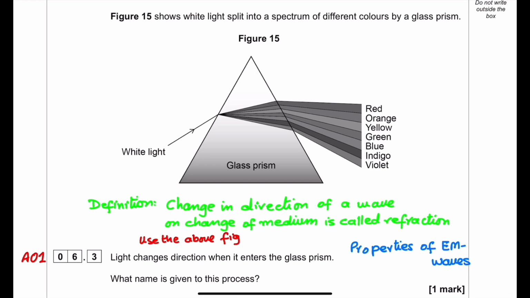We know that as the light is entering from one medium to another medium, it changes direction. And the change of direction is called refraction. A student must know the definition of refraction so that they are able to give the answer of 6.3. It enters from the air into the glass prism, or from one medium to another medium. Therefore, the ray of light is changing direction and splits up into different colors. So the name of the process is refraction.